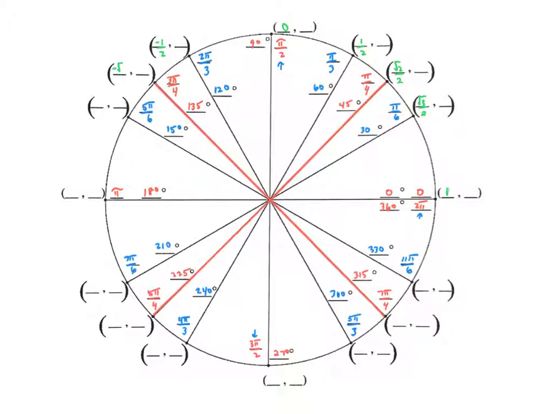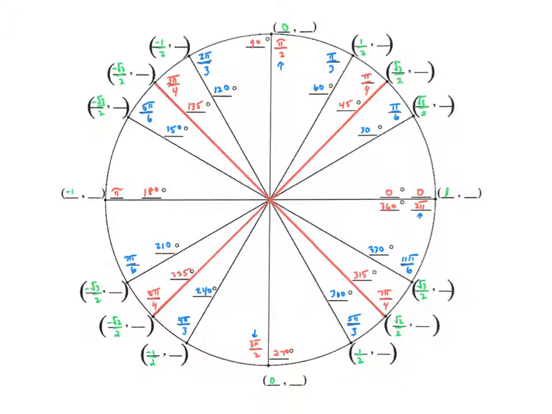-1/2, -√2/2, -√3/2, -1. Now the cosine values start going back up gradually. -√3/2, -√2/2, -1/2, 0. They continue to go up gradually. 1/2, √2/2, √3/2, back to 1.